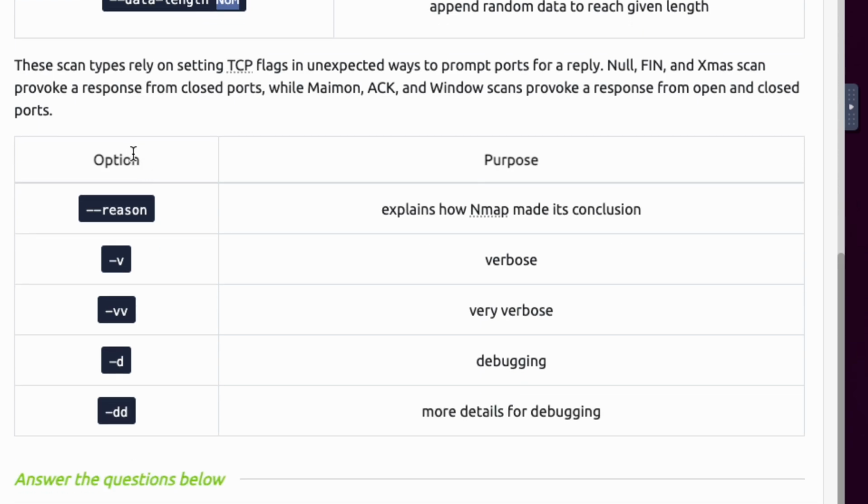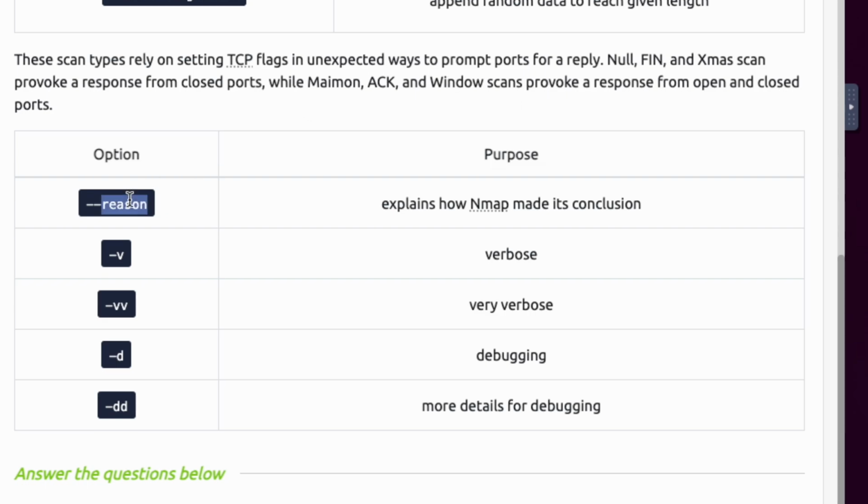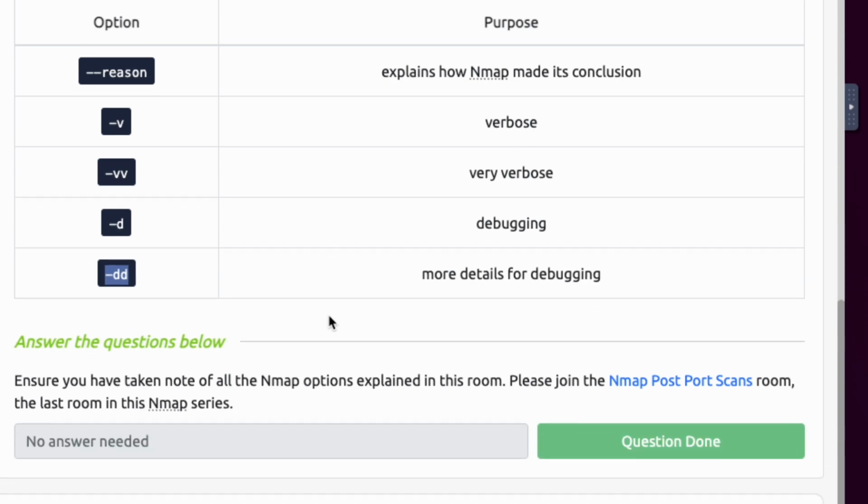These are some really useful flags, or I guess they are flags technically, and they are expected to prompt for a reply. Null can provoke a response from closed ports, while Maimon, ACK, and window provoke a response from open and closed ports. So when you do stuff like this, it gives you the details of that. No matter what you're running, and from now on I'm going to be doing this, we're going to use reason to give us the reason why it came to the conclusions that it did. Verbose and very verbose will just output the data onto the screen as it's happening. D for debugging, and DD for more details for debugging.